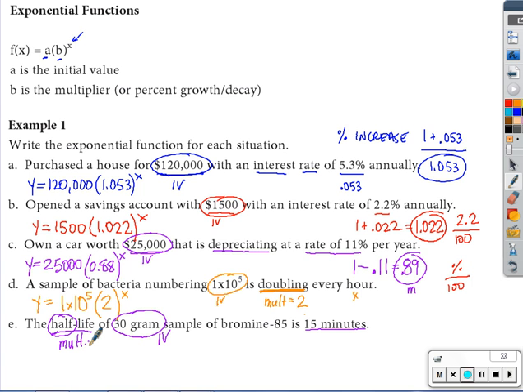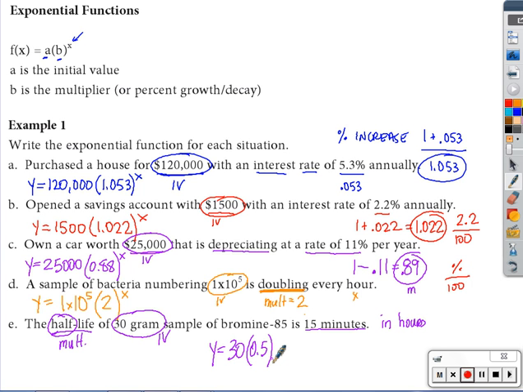And that happens every 15 minutes. So if we were going to write our equation in terms of hours, how many times in an hour is this happening? There's 4 15 minutes in an hour. So my equation is going to say y equals 30 grams. Because it's half-life, the multiplier is always 1/2.